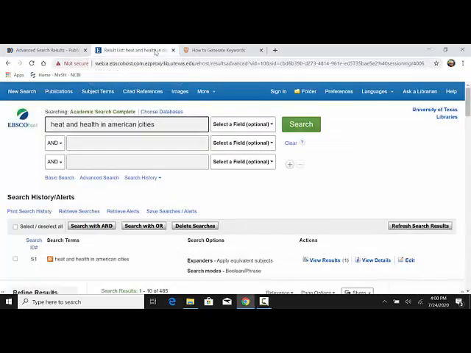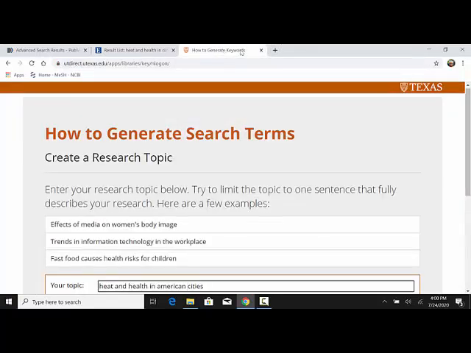searches. Here's the same search over an Academic Search Complete database. Heat and health in American cities only found one search result. In order to succeed with database searching, you need to separate your topics into subtopics, and then use several search terms for each subtopic, and then join those groups of subtopics using AND or OR. This Generate Search Terms tool will walk you through that process.